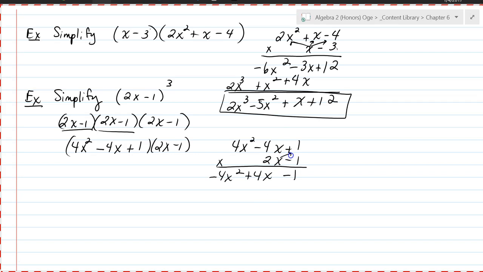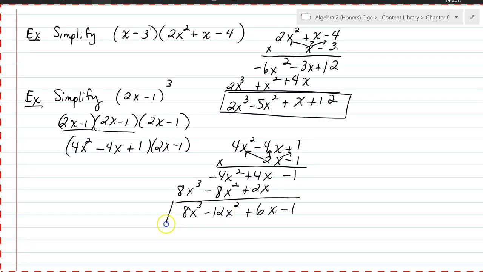Okay, so now I'm going to go back and distribute the 2x. 2x times 1 is positive 2x. 2x times negative 4x is negative 8x squared. And then 2x times 4x squared is positive 8x to the third. So once again, my like terms are already lined up, ready for me to add together. 8x cubed minus 12x squared plus 6x minus 1. And I'm done.